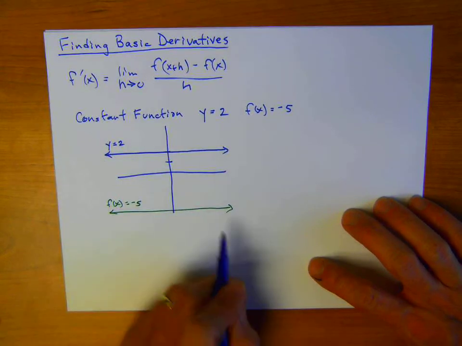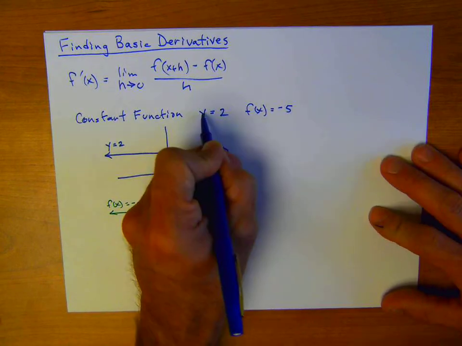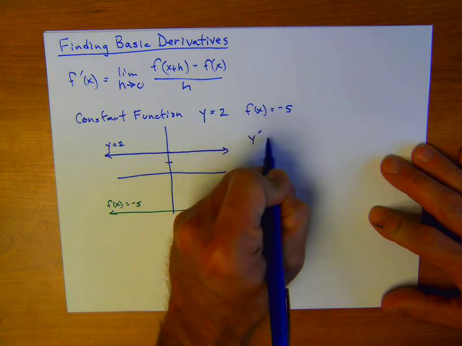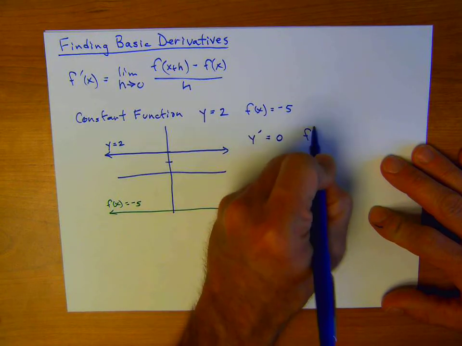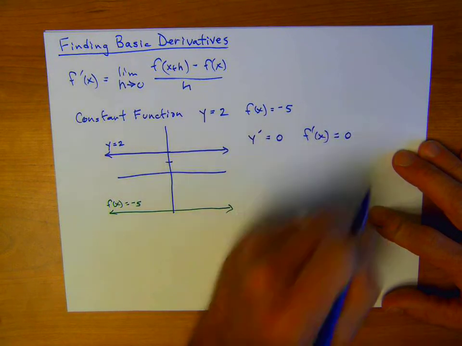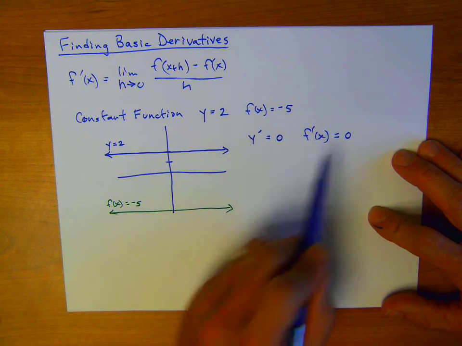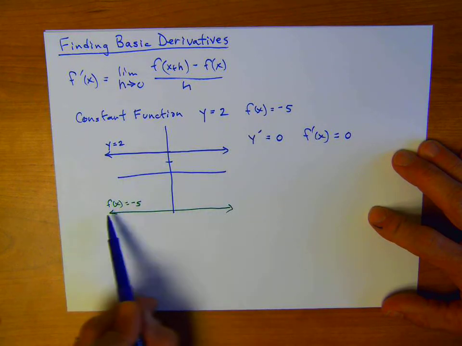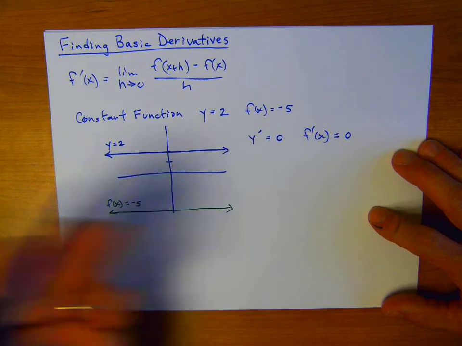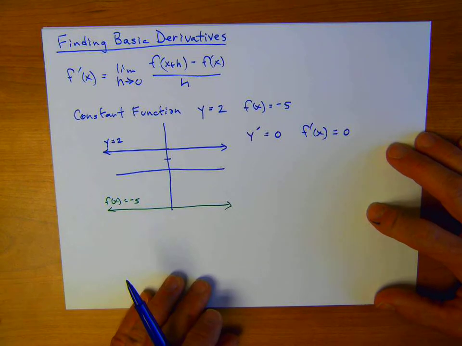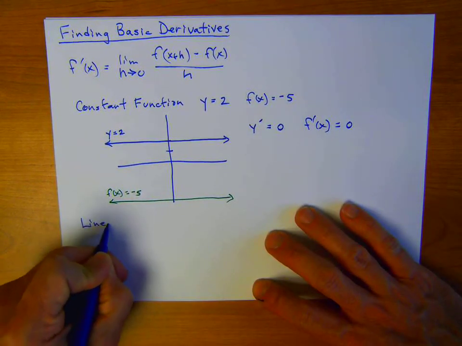And what's the slope of this line? Well, the slope of any horizontal line is 0. So if this is y, then y prime is 0. Or if this is f, then f prime is 0. So for any constant, the derivative of a constant is 0, and it's because we can think of it graphically because our tangent line will always be horizontal to a horizontal line. It's really that simple. This is actually a special case of any linear function.